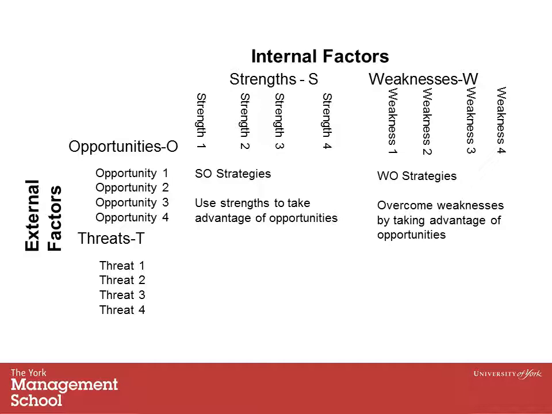Equally, where we're weak, we look for opportunities. An example of this would be, for instance, if we were particularly bad at something, we may look to merge with another organisation. We may look to get allies who can help us in that area, because if we can't do it, maybe we need to find someone who can do it for us.